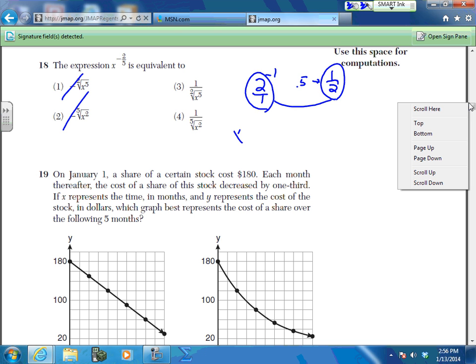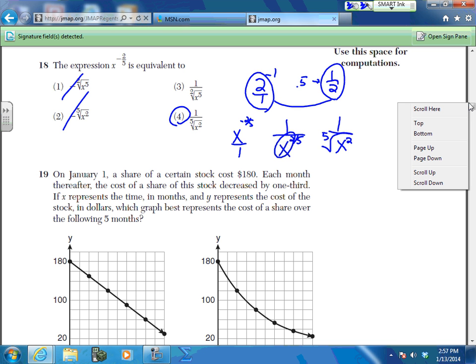So x to the negative 2/5, that negative is going to flip this over. Now, 2/5 has an exponent up here, the one that it's raised to, keep like that. And this one under the denominator is the one from the radical. It's the index of the radical. So we're looking at choice 4.